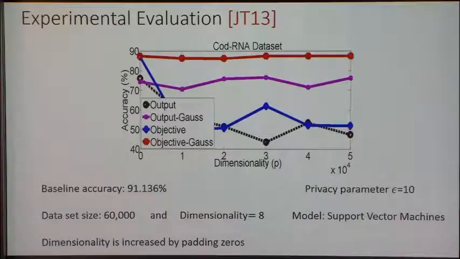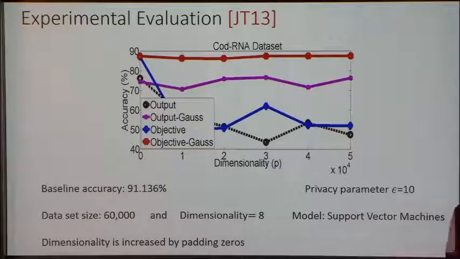All right, so let me now briefly present some experimental evaluation for these two types of algorithms. One approach is to do output or objective perturbation with a gamma noise. These are given by this black curve and blue curve. The other is output and objective perturbation with Gaussian noise. Here we can see what happens if we artificially boost the dimensionality of the data set.